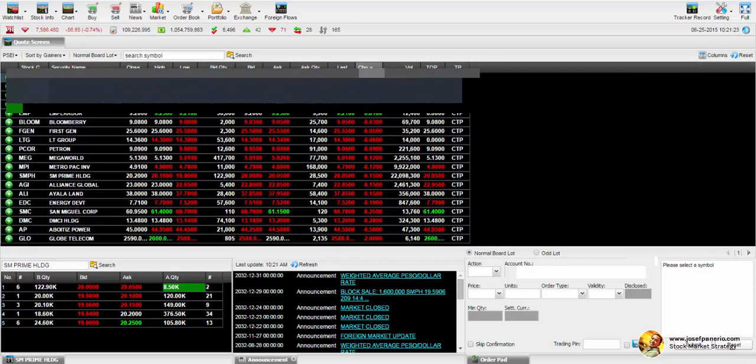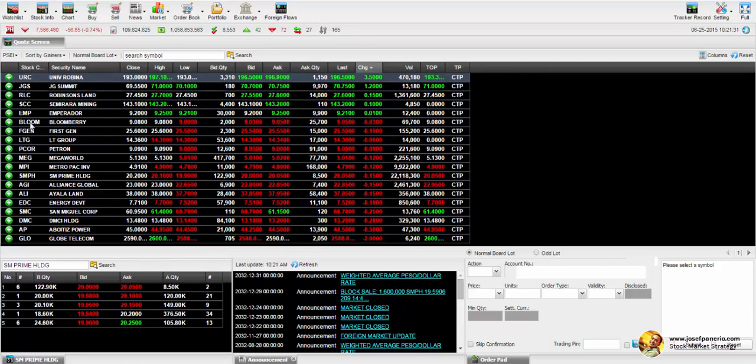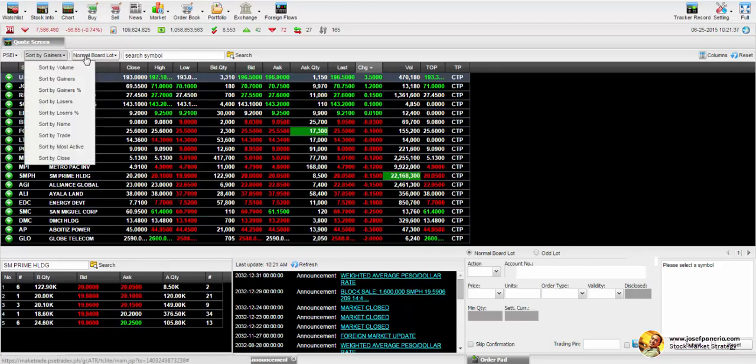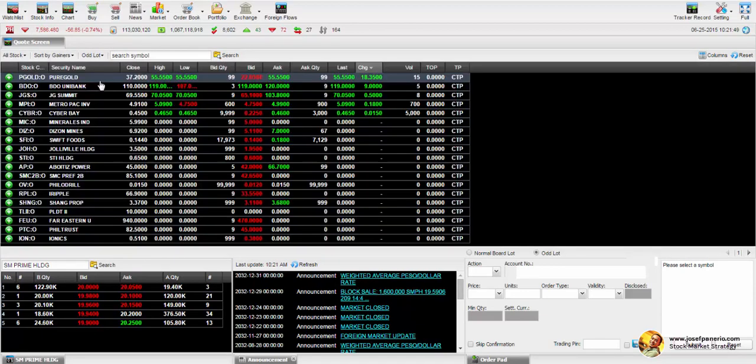We have URC, JGS, RLC, Semirara, Emperador, and so on and so forth. And you can also click for board lot. Basically, what is displayed there is the normal board lot. If you click on odd lot, it will also display corresponding information about its odd lot.